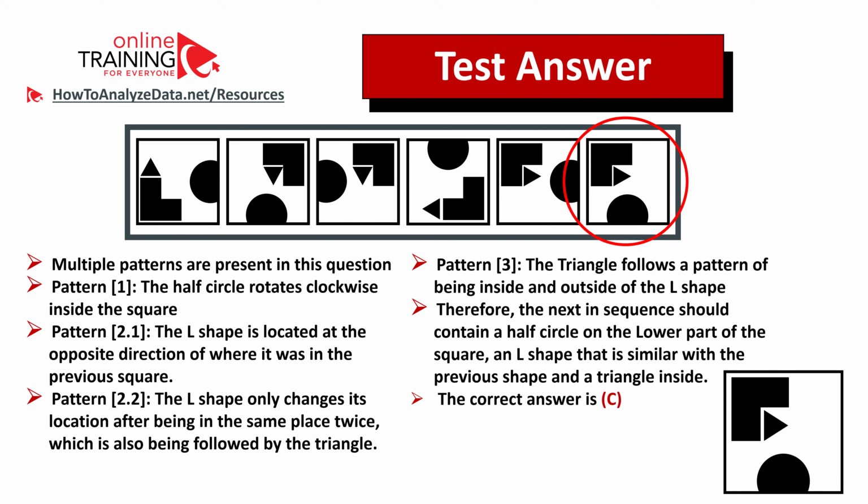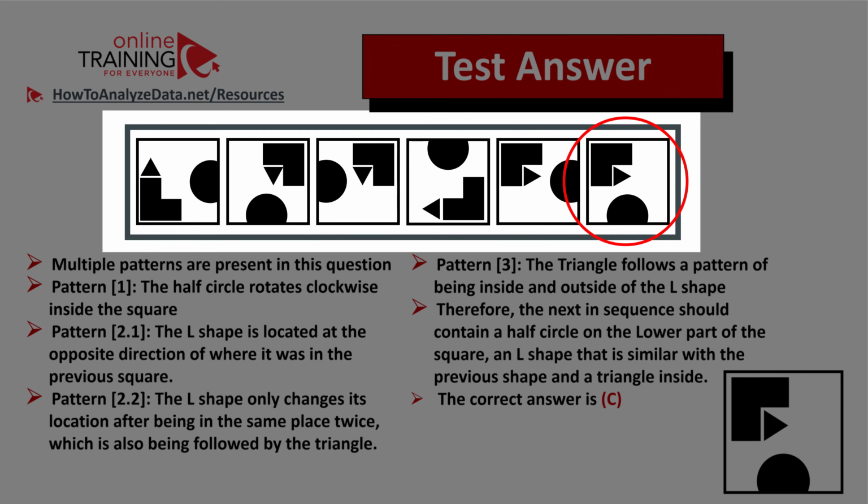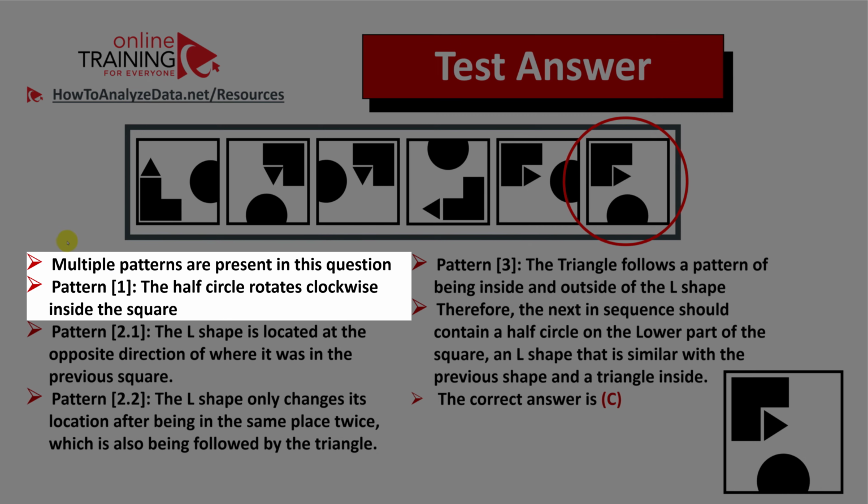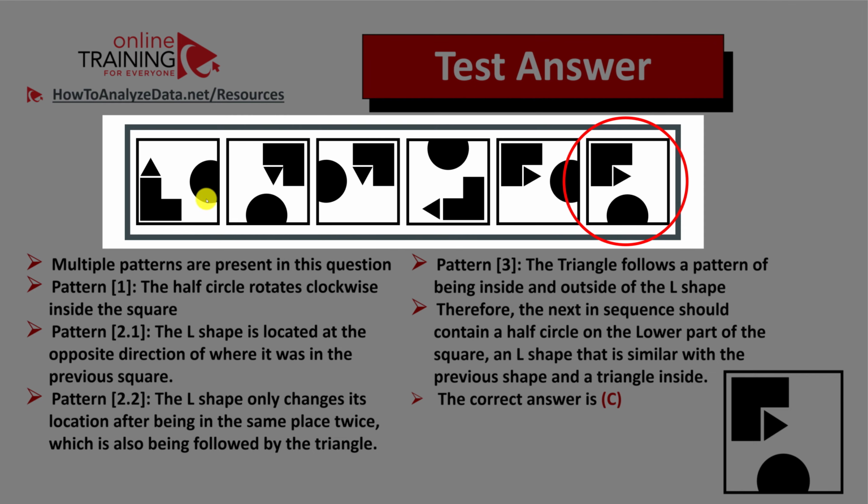As usual, my recommendation to you is always look for patterns. And let me share with you which patterns are present in this question. Obviously, there are multiple patterns present, because this is the type of questions you get in the test. The first pattern is where half circles rotate clockwise inside the square. So the first position is on the right, the next position is at the bottom, then left, top, and then you see the cycle repeating.